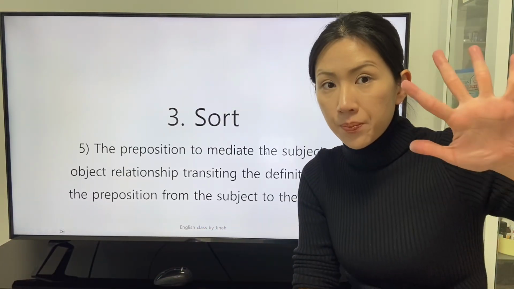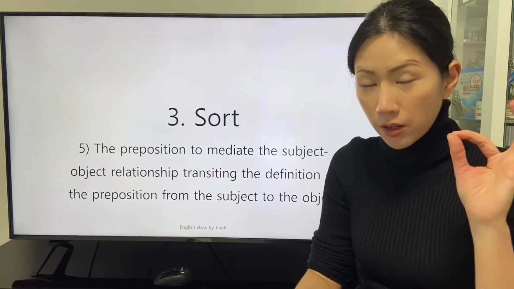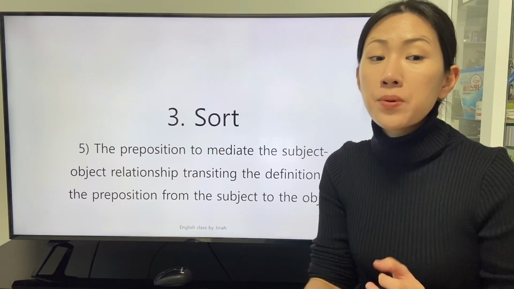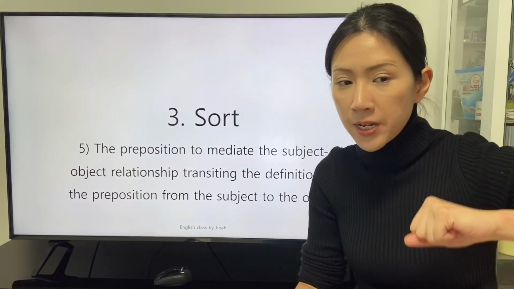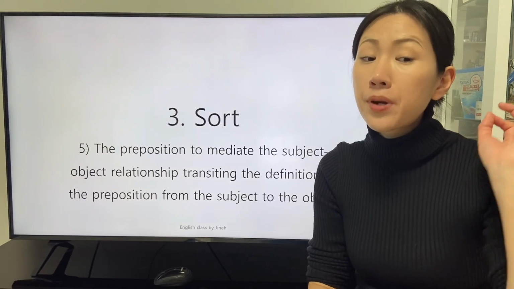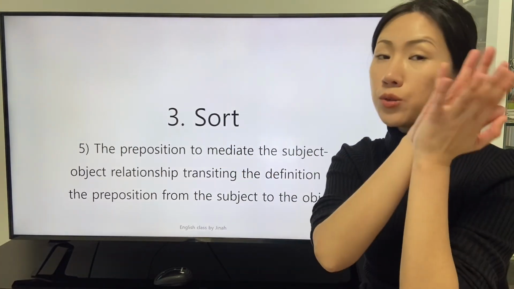The fifth sort of the adverb is the preposition. The preposition to mediates the subject-object relationship, transiting the definition of the preposition from the subject to the object.